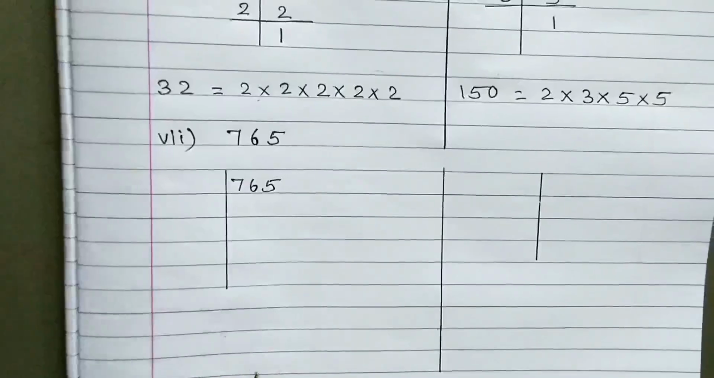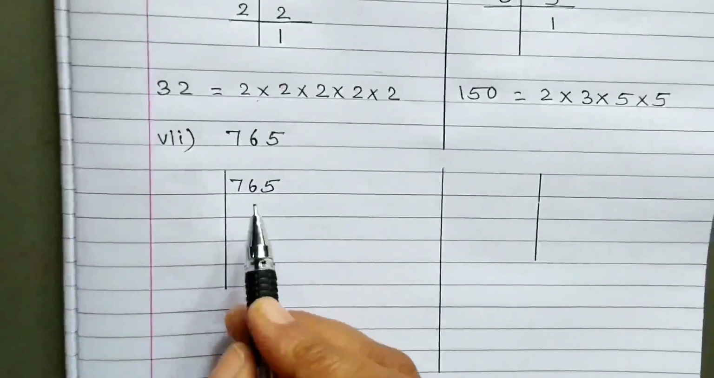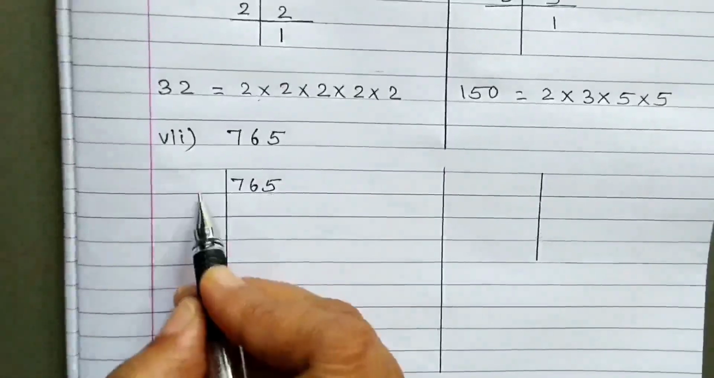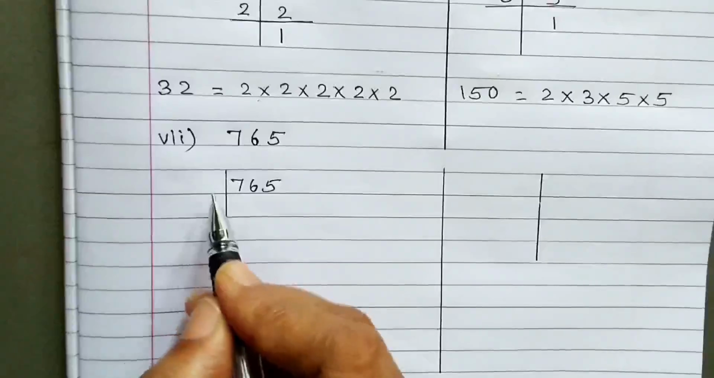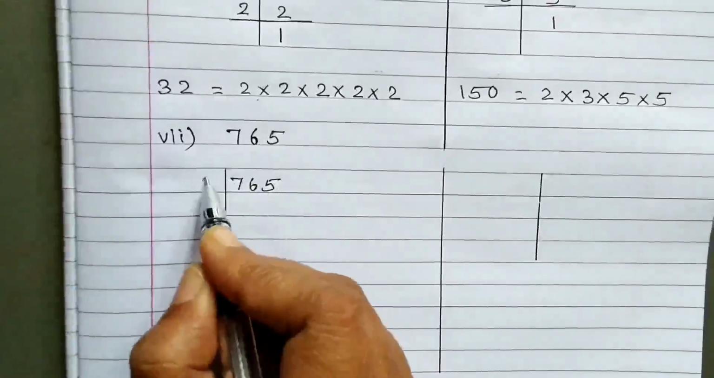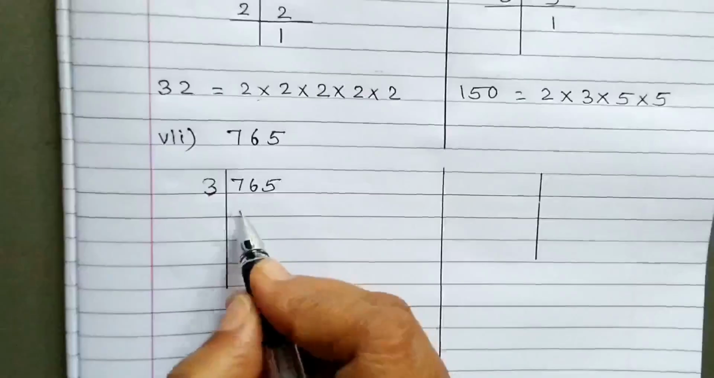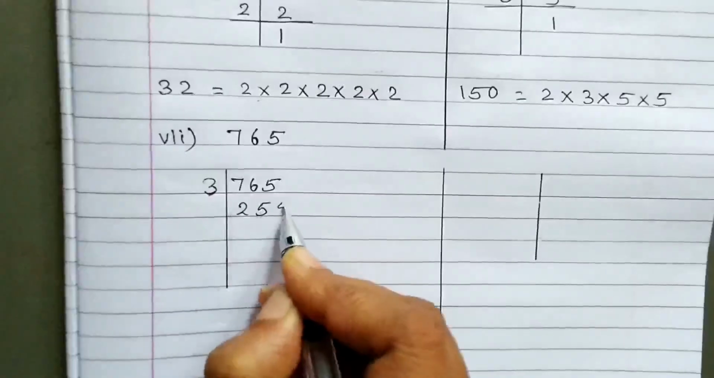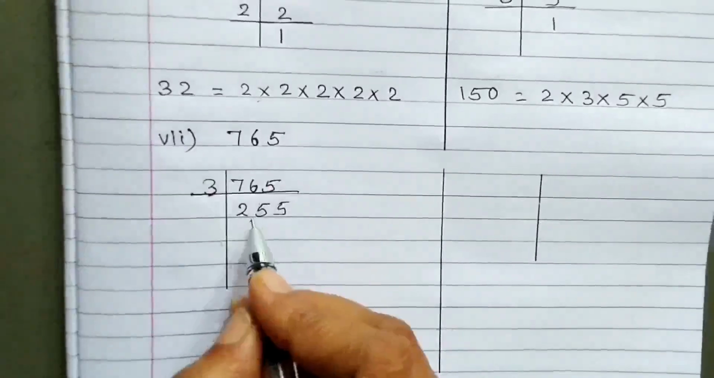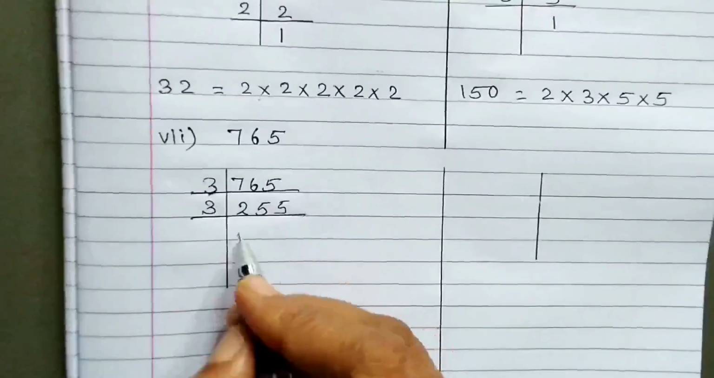We now move on to question number 7. The question is 765. Again, it's an odd number. That means it is not divisible by 2. Check whether it is divisible by 3. Yes, it is divisible by 3. So when you divide it by 3, you get 255. Now again, this number 255 is divisible by 3. So how much will you get?